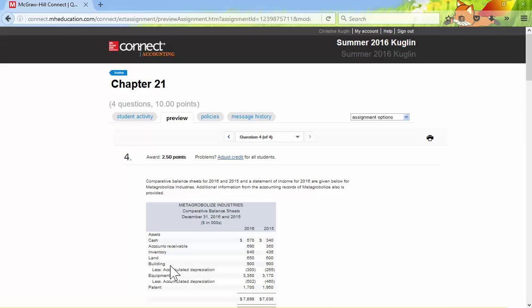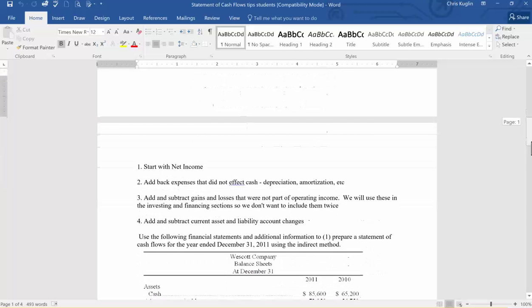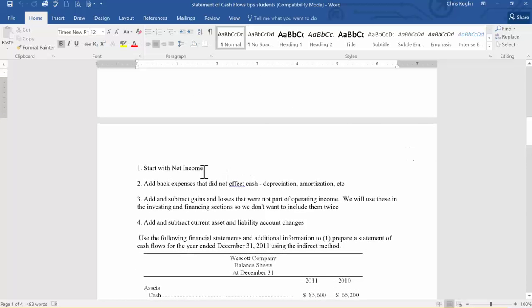So what we're going to be doing is going through the steps as we did in class, where we said that we are going to start with the indirect method, where we start with net income, and we are going to be reconciling net income for effects that may not have been a cash transaction or transactions which are part of investing versus part of operating.